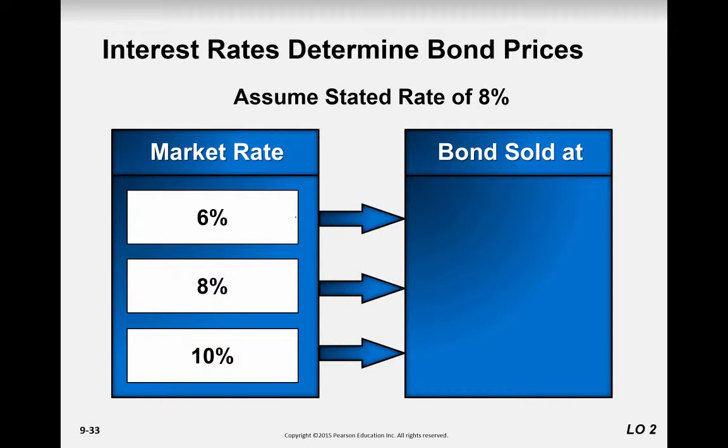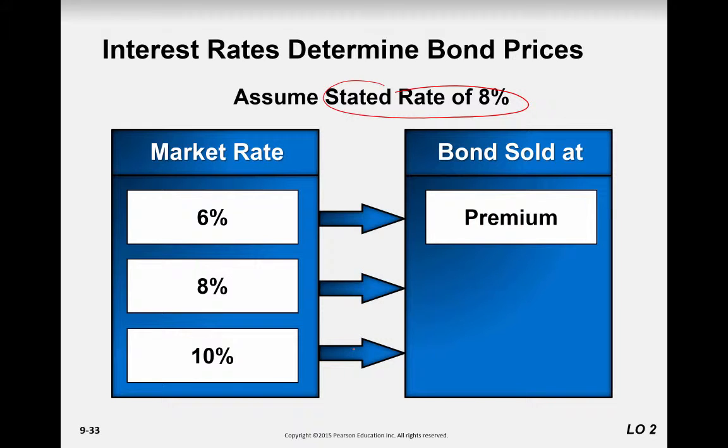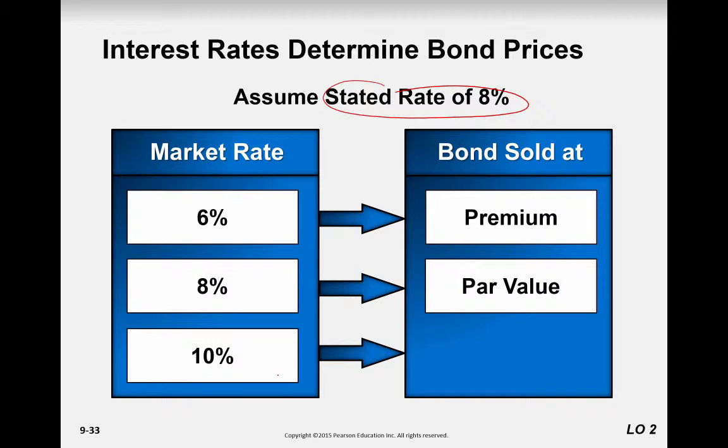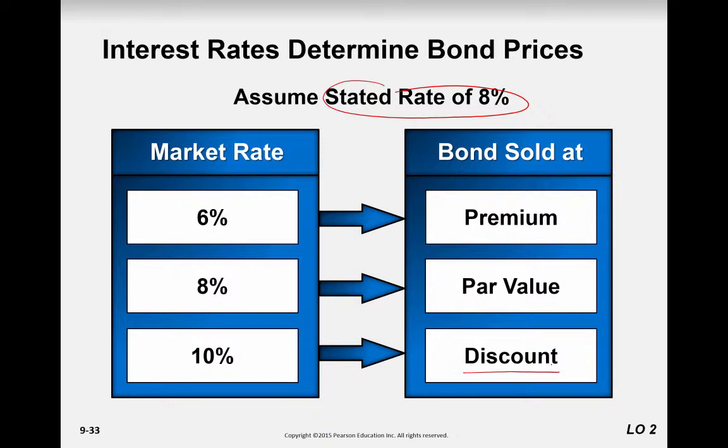So assume that the stated rate, or our coupon rate, is 8%. If our market rate is 6%, we're selling it at a premium. If our market rate is 8%, we are selling it at par, and if our market rate is 10%, we have to reduce the price more, so that it will be sold at a discount.